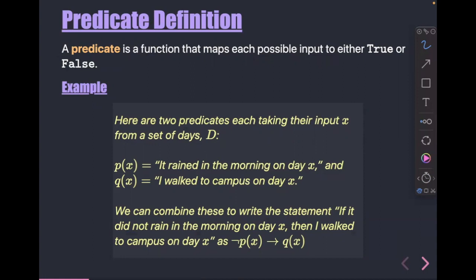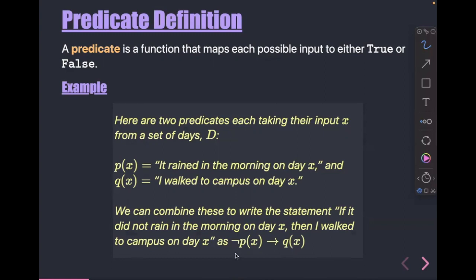And this can be helpful because maybe I want to be more specific about what I'm saying. Previously I was saying if it rains in the morning, then I walk. If it doesn't rain in the morning, then I walk to campus. But maybe that's not true for every day. I'm not walking to campus on weekends, for example. So maybe I want to be more specific about what days this is actually true for. And so predicate logic helps me do that. It helps me express it, being more specific about these statements I'm making.